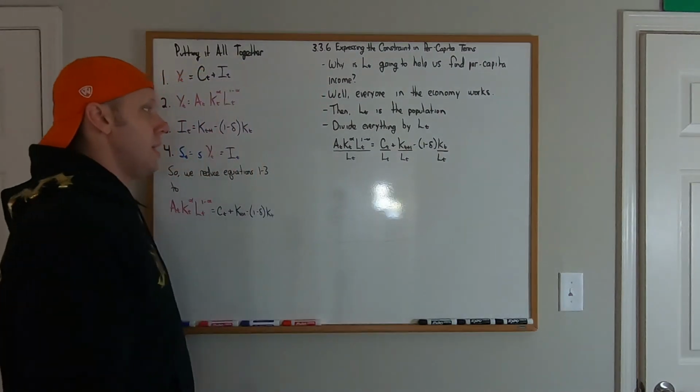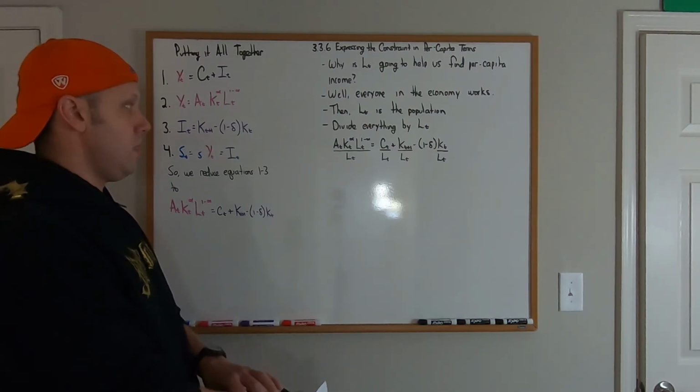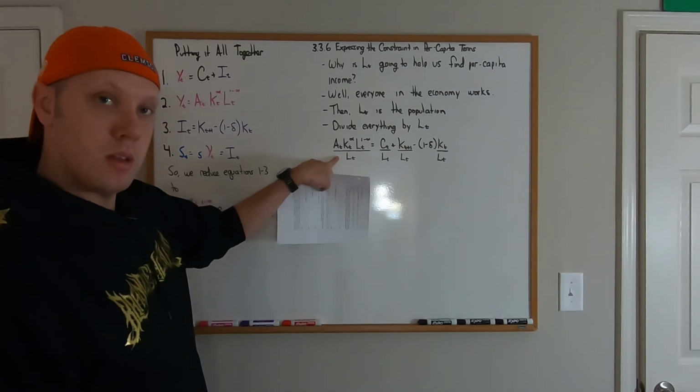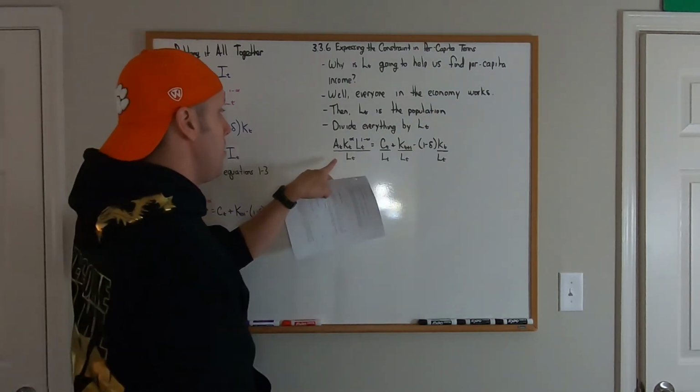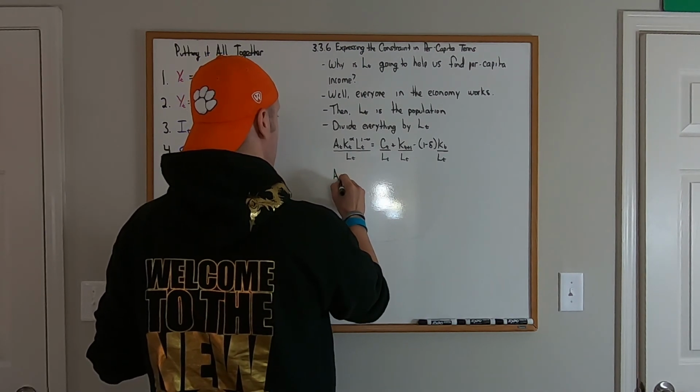So we just divide everything out by LT. So what happens here? Well, let's start with the left-hand side to see what happens. We start with the left-hand side and write it like this.